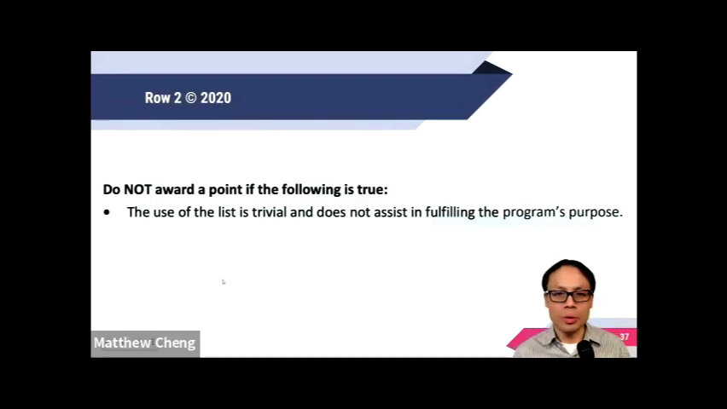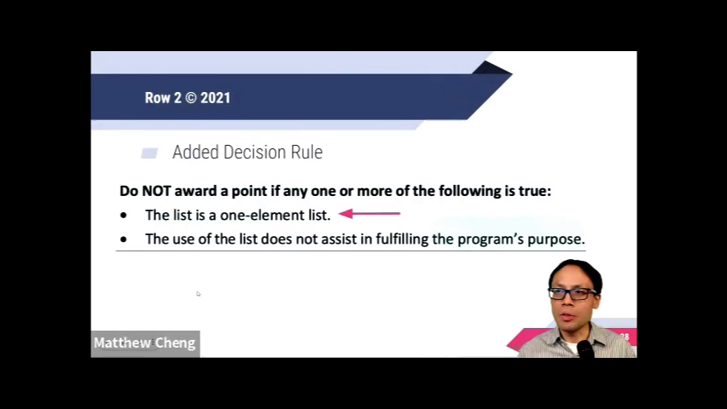So in row 2, in the first version, I'll call it, of this last version of the CEB, it simply says, do not award a point if the following is true. And it just has this one line here. The use of the list is trivial and does not assist in fulfilling the program's purpose. Now, in the updated version, the one with the copyright 2021, it specifically adds another decision rule. And it says this list is a one element list. So that's a very specific criteria there.